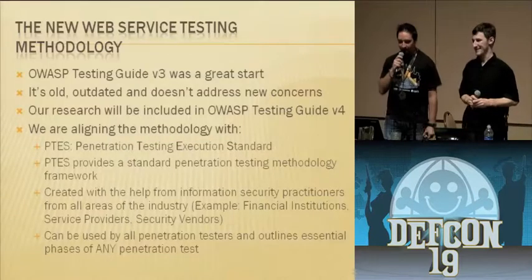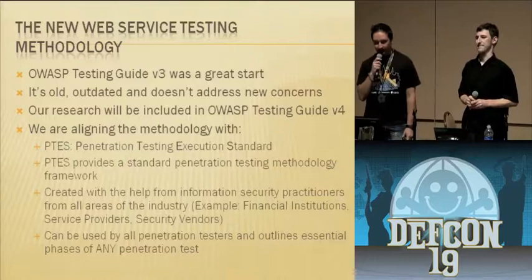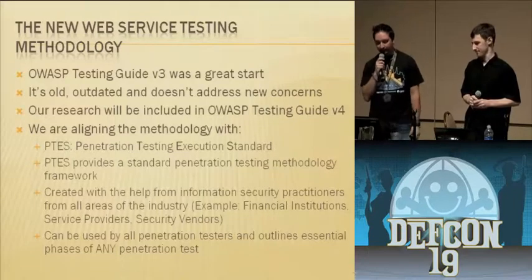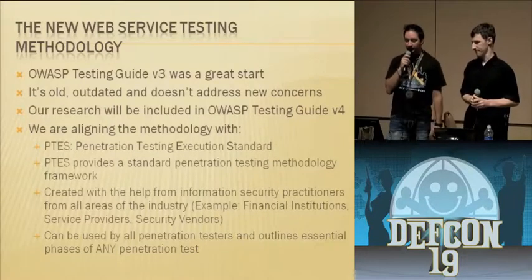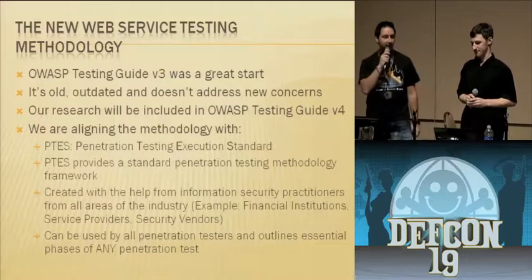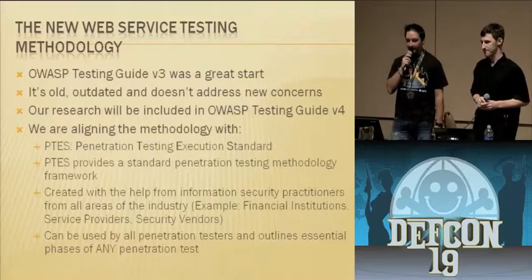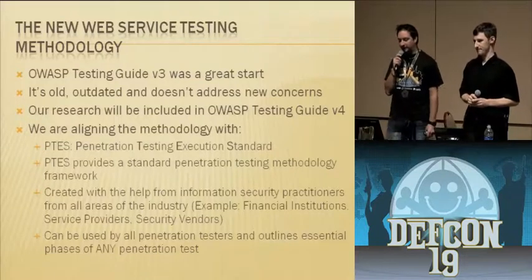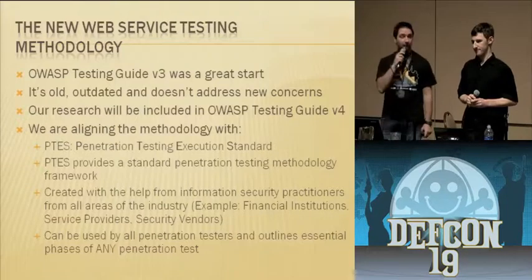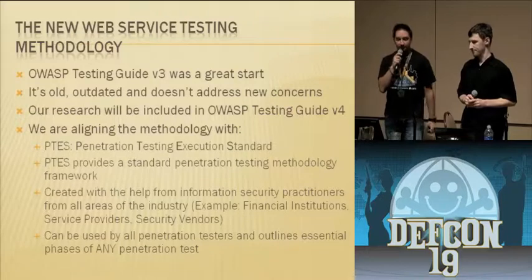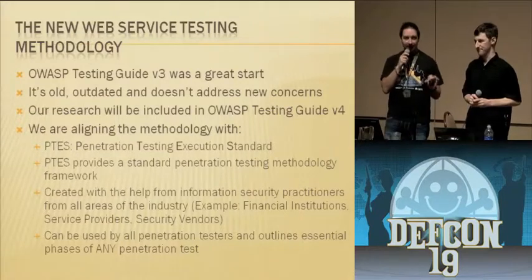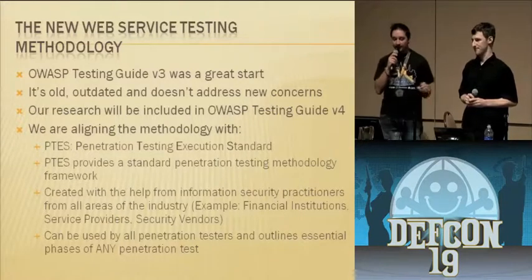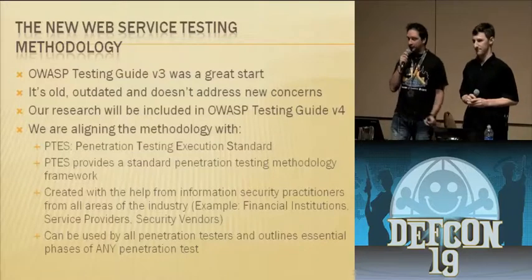So what we're doing is we're taking the information from the OWASP Testing Guide version 3, and we've completely revised it with the newest technology that's out there for web services. And we are contributing this back to OWASP for the Testing Guide version 4 that right now is under development. The big thing that we're changing, from a high level, is that we are aligning with the PTES, which is the Penetration Testing Execution Standard.